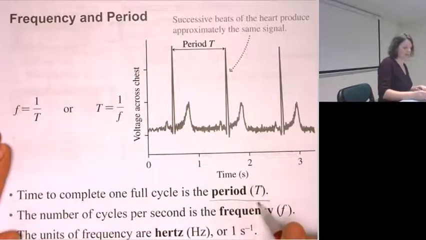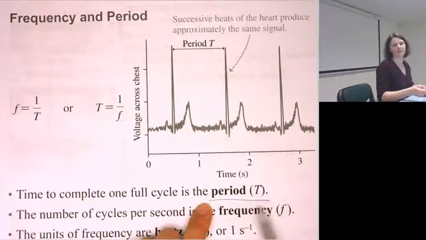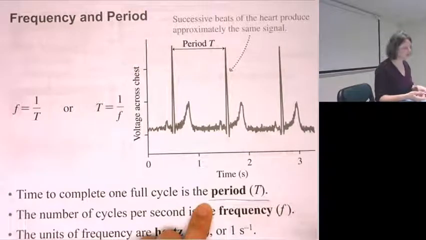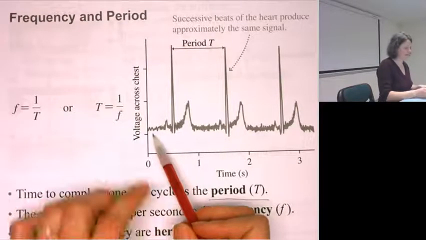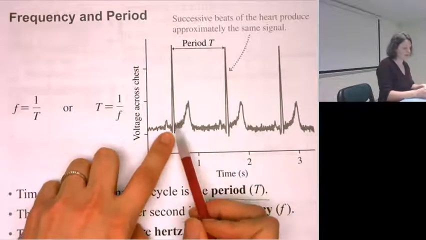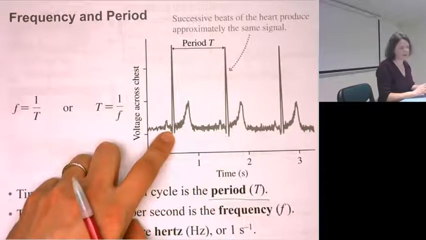The period of a spring, or of any oscillation, is the time to complete one full oscillation. So this is a heartbeat monitor. The period here would be the period between heartbeats.